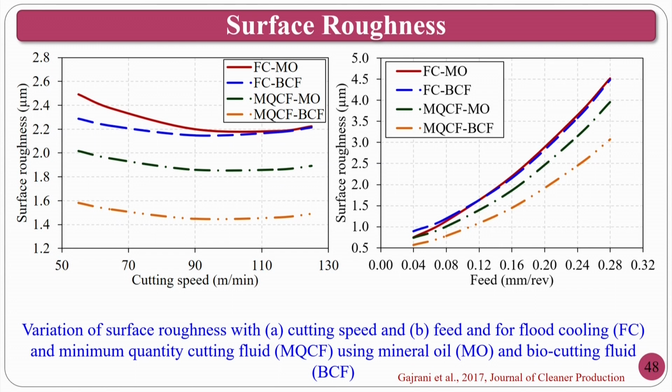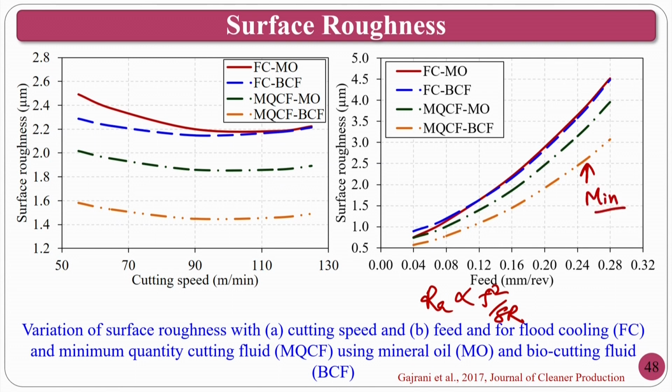If you see the cutting speed versus surface roughness and the feed versus surface roughness, in both the conditions normally it is giving you the better result. With the cutting speed, there is not much change. However, Ra is proportional to f square by 8R. That means it is proportional to your feed. So as the feed increases, your surface roughness increases irrespective of any type of cooling. However, with respect to the biocutting fluid in the minimum quantity cutting fluid, this gives the minimum value.